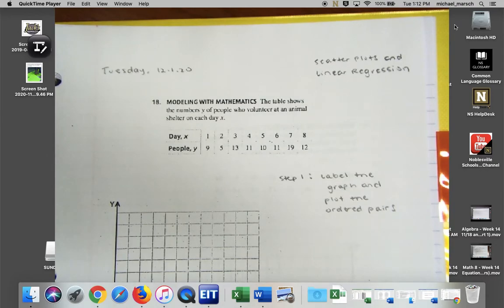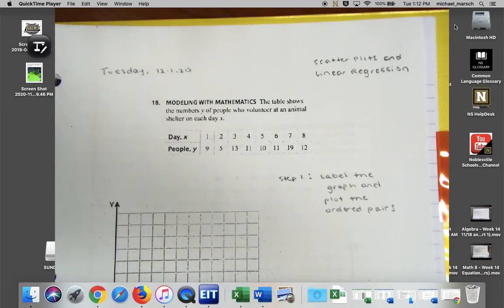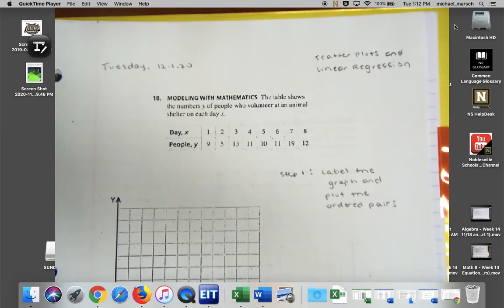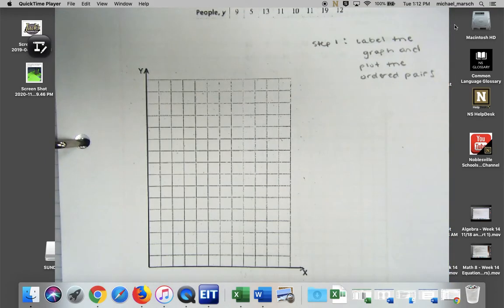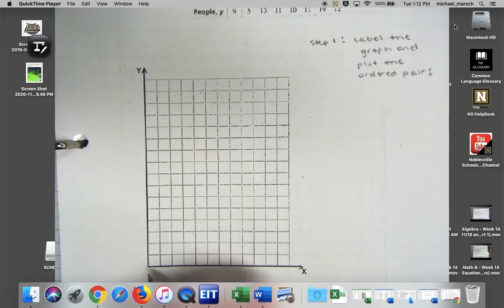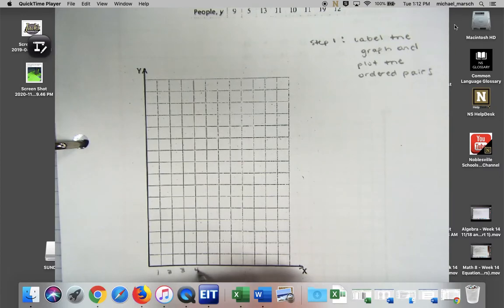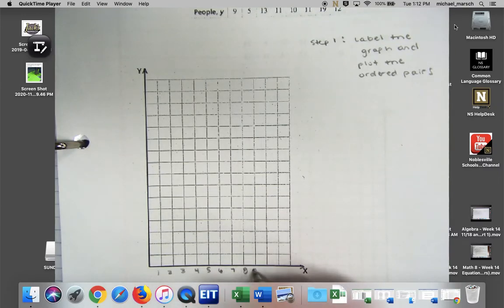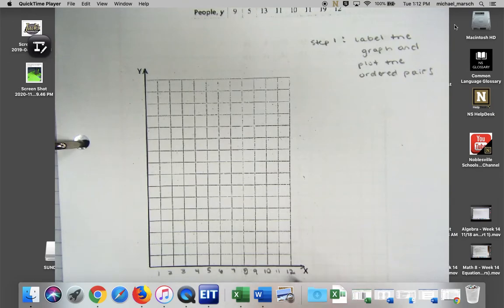Okay. So we're going to use this table here that's telling us how many people volunteered each day at an animal shelter. So it tells us that day is our x value. Down here on my graph, I'm going to write day for my x-axis, and then I'll fill in the days. Because the day only goes up to 8, I can go by single values, right? So you have to look ahead at your increments and what your highest number needs to be.